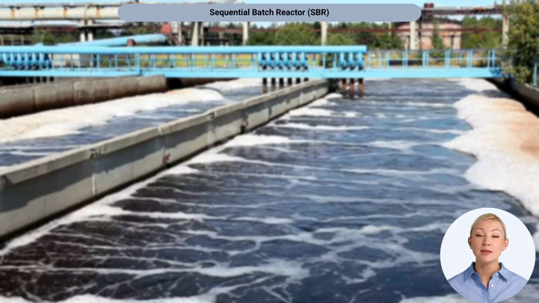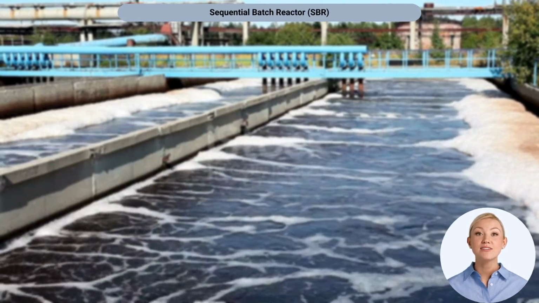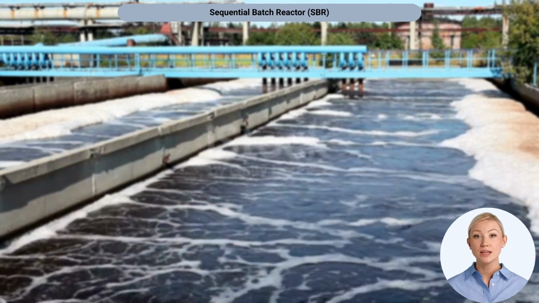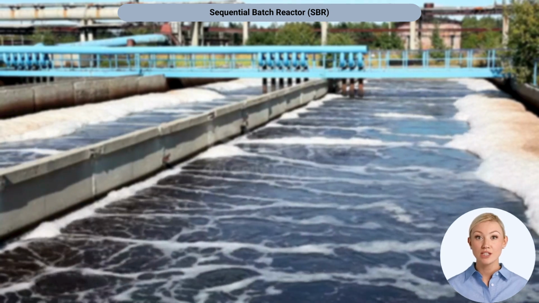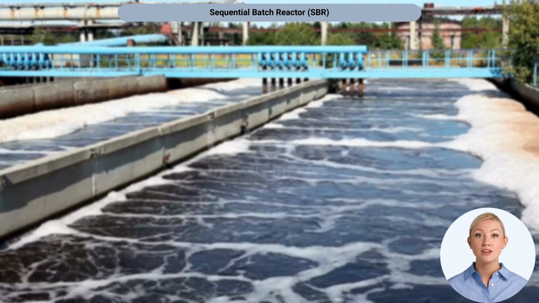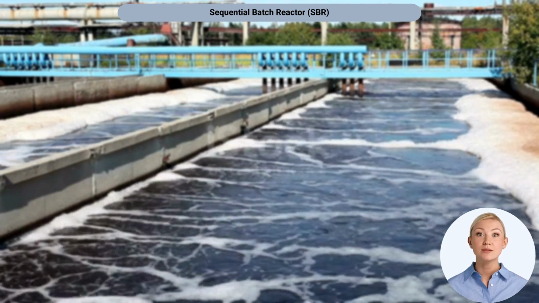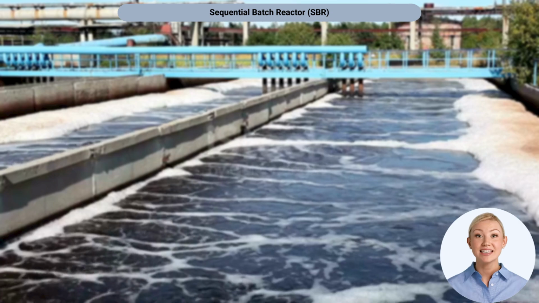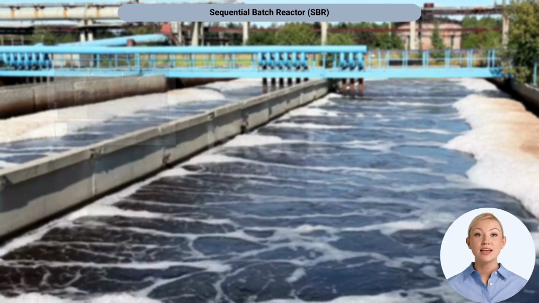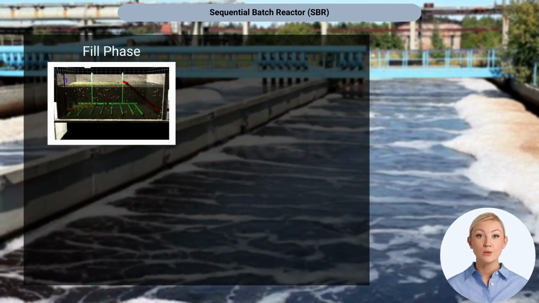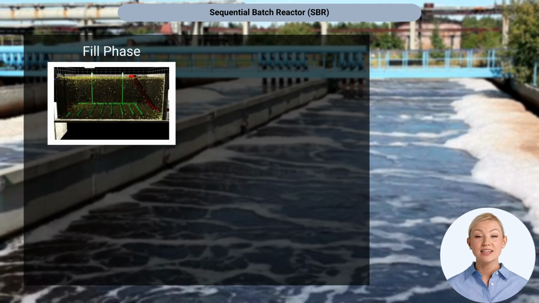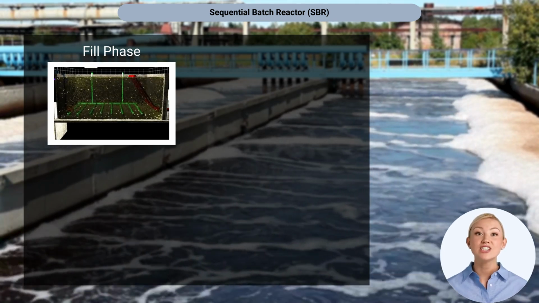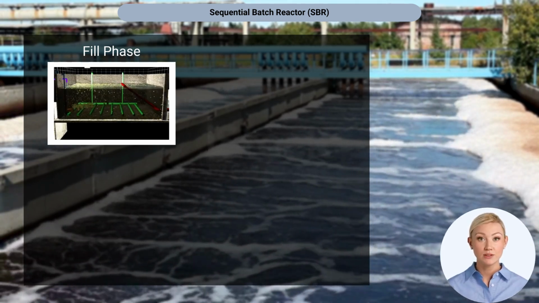Imagine a single tank performing multiple roles, receiving, treating, and clarifying textile wastewater in a precise rhythm. That's the elegance of the sequencing batch reactor, or SBR, a time-based system that brings flexibility and efficiency to varying textile effluent loads. The cycle begins with the fill phase. Wastewater enters the tank and mixing begins, but without aeration. In this quiet stirring, denitrification starts, setting the stage for deeper treatment.